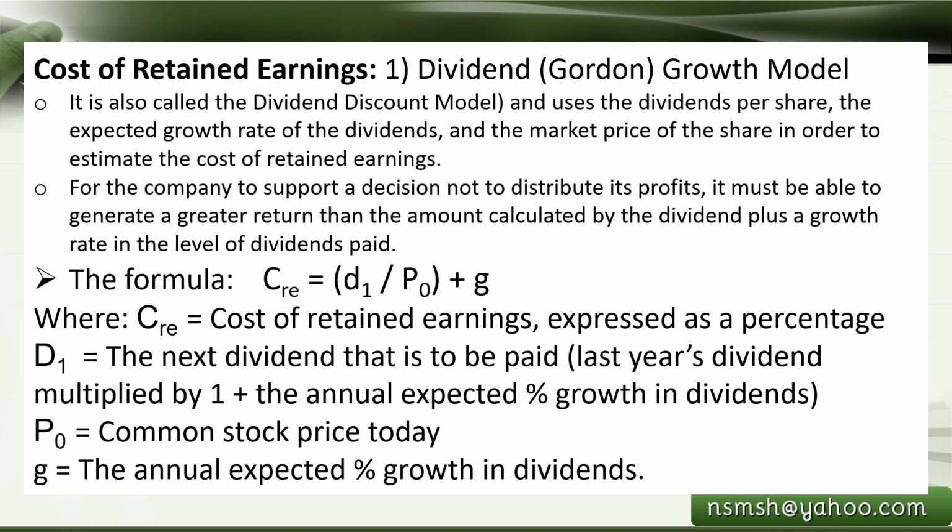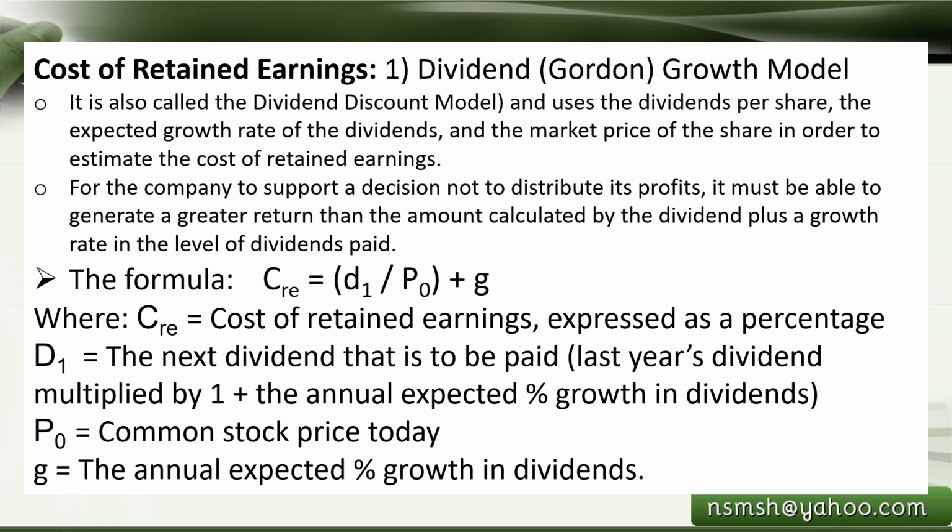So the formula for calculation is the cost of retained earnings equals, first, the next dividend. The D1 stands for the next dividend that is to be paid. That means last year's dividend multiplied by 1 plus the annual expected growth rate. So supposing the growth rate is 5%, you put 1.05, you multiply the last year's dividend by 1.05, so that you get the next dividend possibilities, because you get the growth rate. So that is what is explained here.